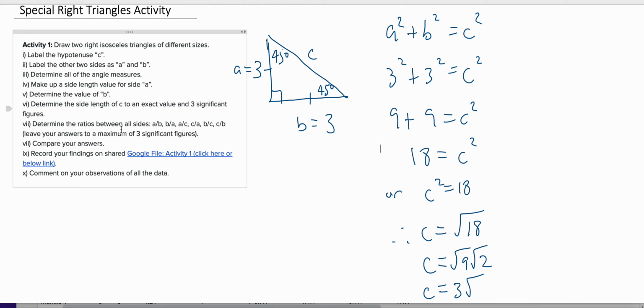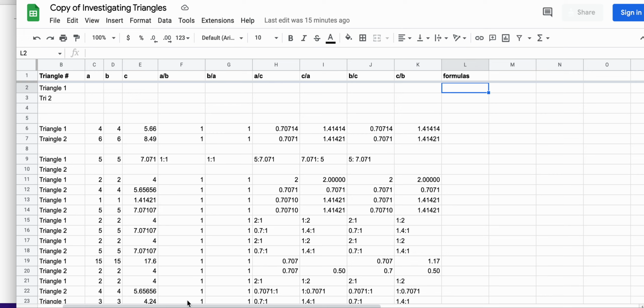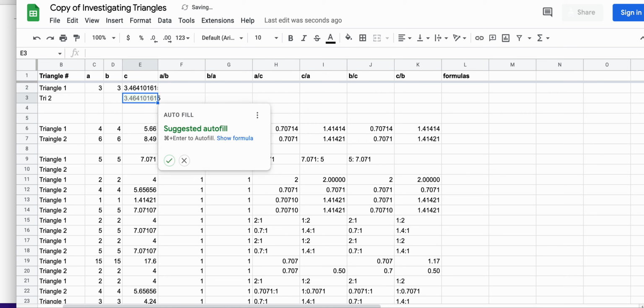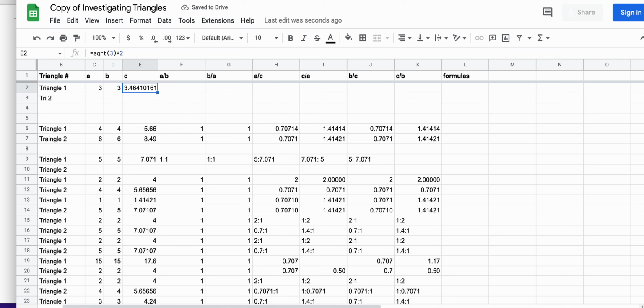So just before we go to the spreadsheet, it says determine the ratios between all the sides. So like A over B, B over A, A over C, and so on. Okay, so let's just pull up the sheet now. And this is what we have. So let's fill in the numbers for our first triangle. That's 3, 3. And for this, we can just write square root of 3 times 2. Okay, so that should be what it is.